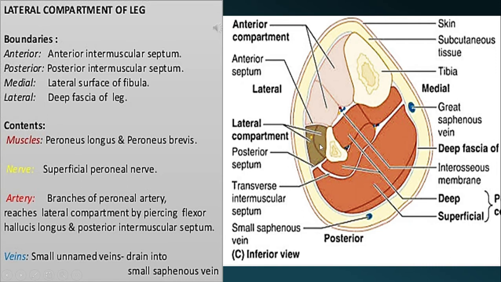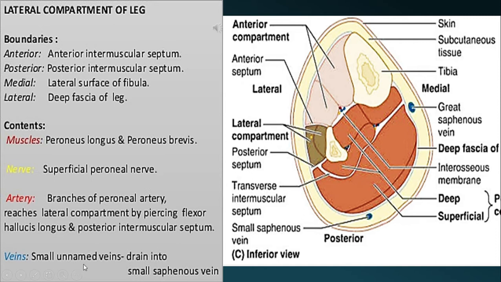Then you can observe a nerve within the substance of fibularis longus, which is the superficial fibular nerve. This nerve is going to supply these muscles. Arterial supply is mainly through the fibular artery or the peroneal artery, which is a branch of posterior tibial artery, and this artery is not going to enter the compartment, rather it is going to give perforating branches from the posterior compartment to supply this compartment.